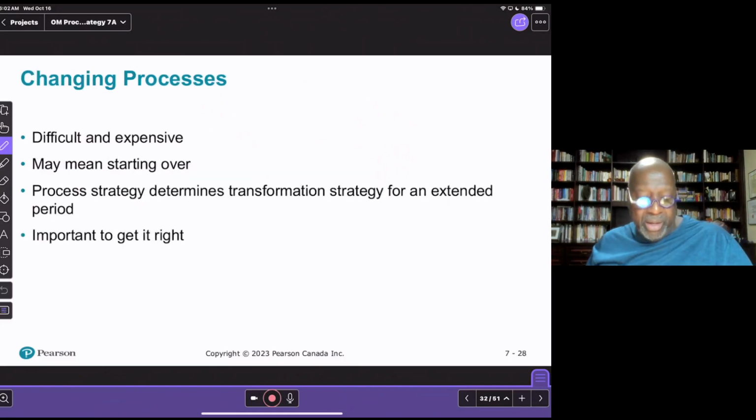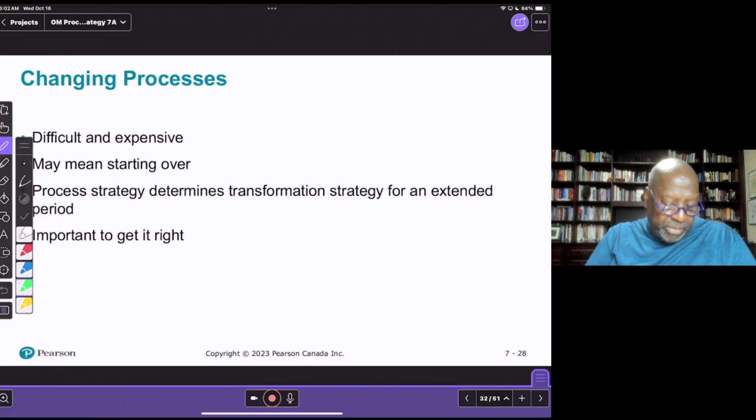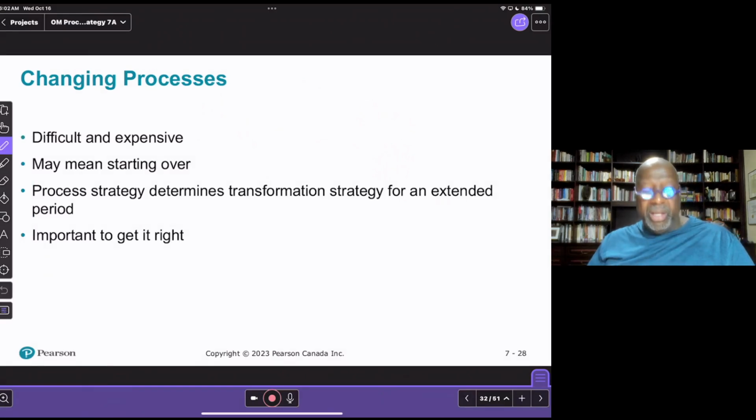So focus manufacturing sort of takes into consideration where it is that you want to place your emphasis. Just because we start off with a particular process doesn't mean that we are not going to reconsider it at some point in time. So here's a case where we may very well reconsider our process. So in that case, is it easy to do? Not necessarily. So sometimes it can be difficult and expensive. It may mean starting over.